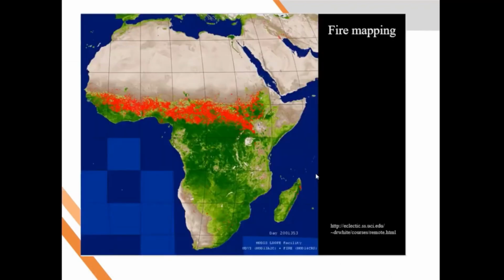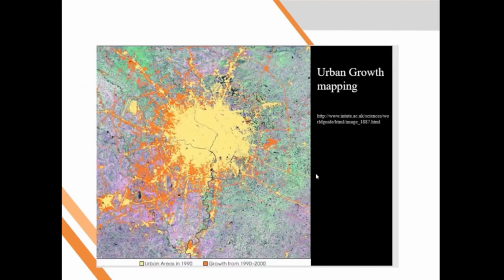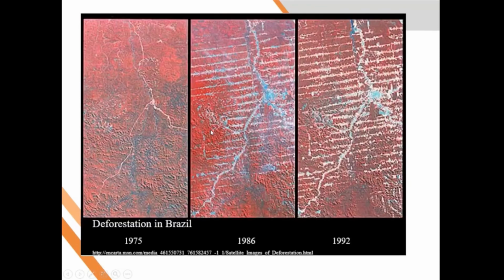So this is fire mapping, it can also be done. This is urban growth mapping, it can also be done using satellite imagery. So this is deforestation in Brazil. This is an image in 1975, this is an image in 1986, and this is an image in 1992. And from seeing, you can see that the trees are reducing due to urbanization. I'm seeing urbanization encroaching on the trees.